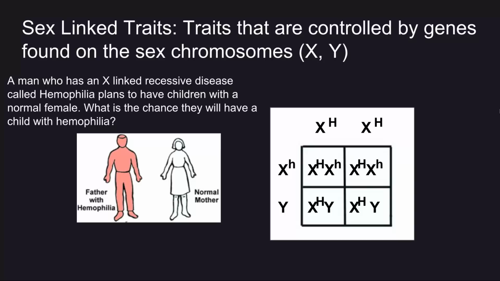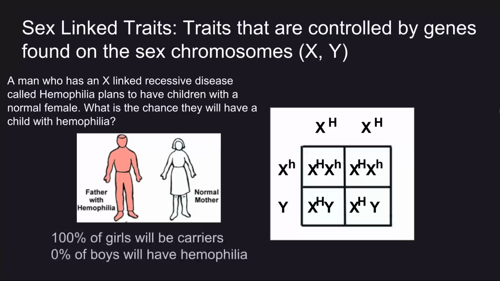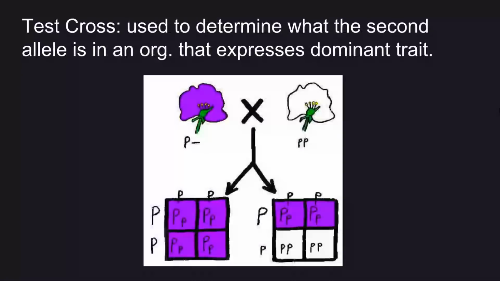So the man does have hemophilia, so it's a recessive disorder, so he has to be X little h, Y. And the female is normal. She is not a carrier, so she is X big H, X big H. She has both completely normal alleles there. And so what is the chance they will have a child with hemophilia? It looks like 100% of the girls will be carriers, but they'll be normal. They won't have hemophilia. And 0% of the boys will have hemophilia. They will all be normal because they can get that normal allele from their mother, and the Y, which doesn't carry the gene, they will get from their father.